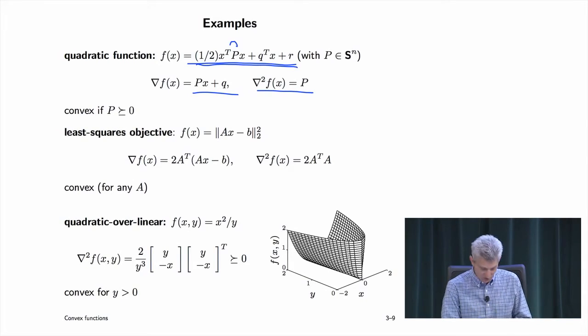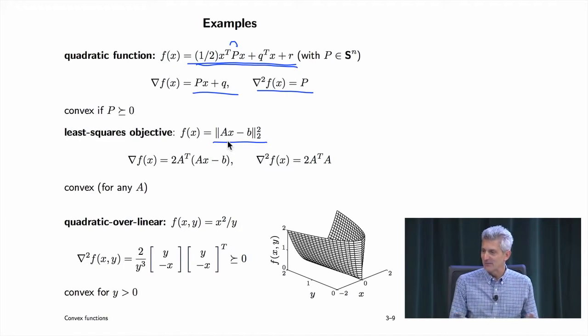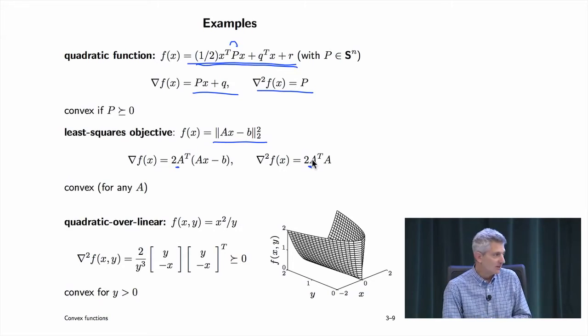Here's an example: the least squares objective. Let's take f of x as the norm squared of Ax minus b. You can put a 1/2 there for aesthetics, it doesn't make any difference, and people often do, so that you don't get this 2 and this 2. So the gradient is A transpose (Ax minus b), and the Hessian is simply a constant, A transpose A. That's always positive semi-definite, so you're done.